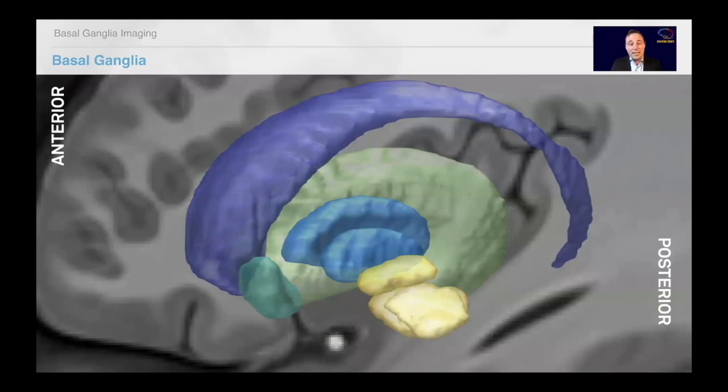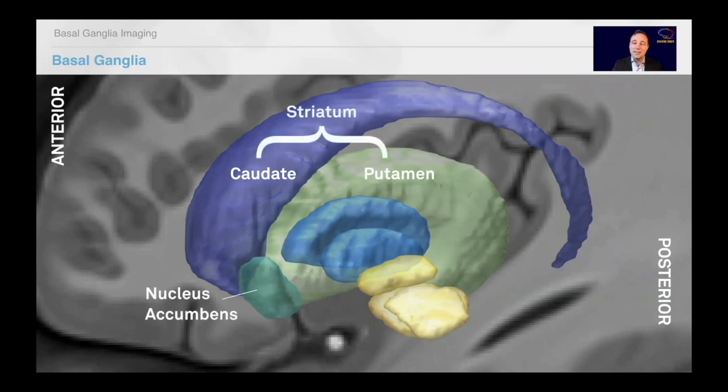To quickly recap, we conventionally call the caudate, putamen, and nucleus accumbens together as the striatum. It's one of the main input structures of the basal ganglia. Then we have the external and internal pallidum.